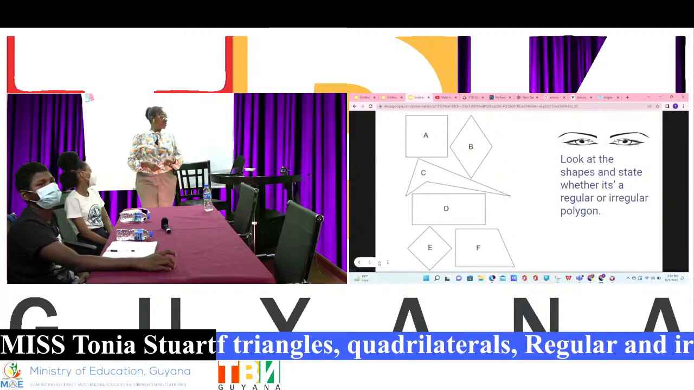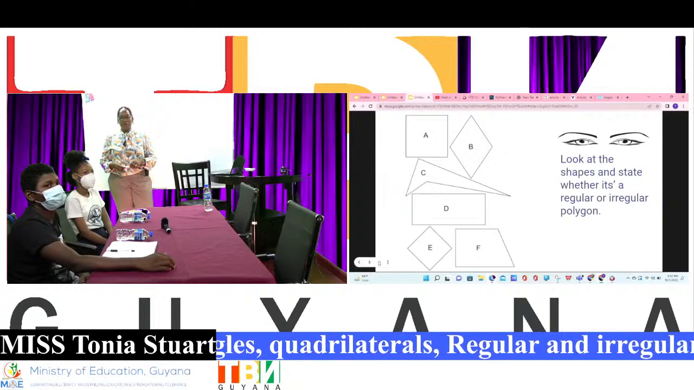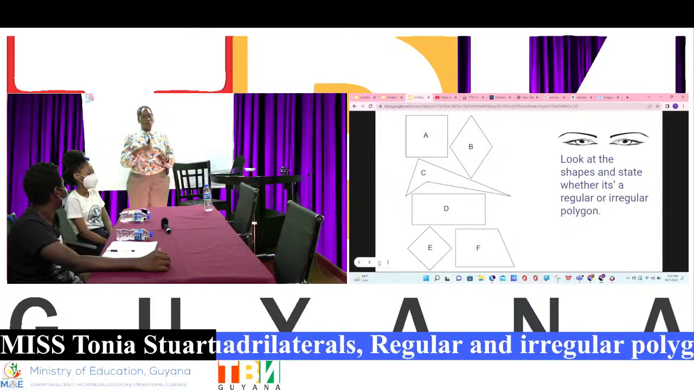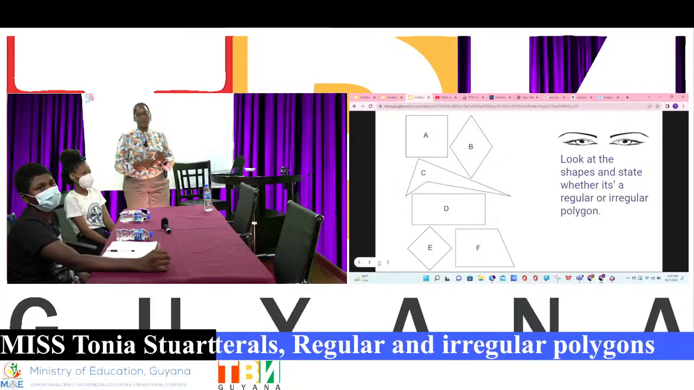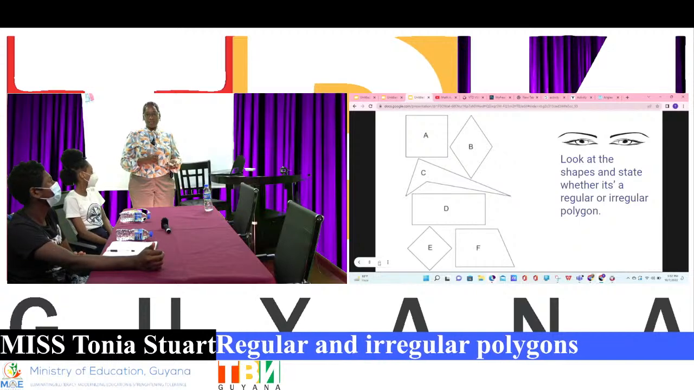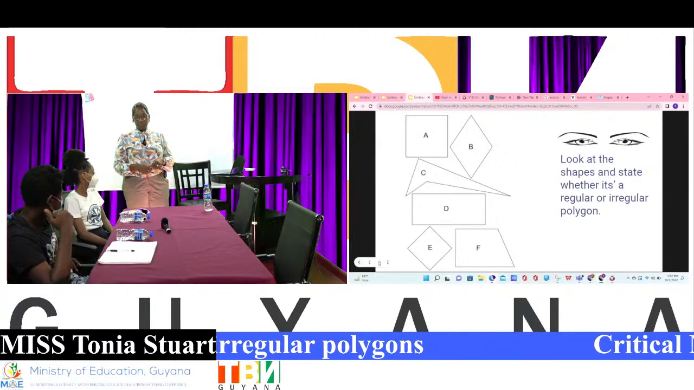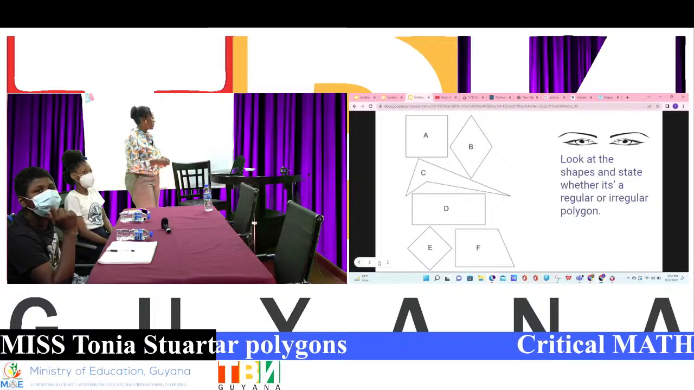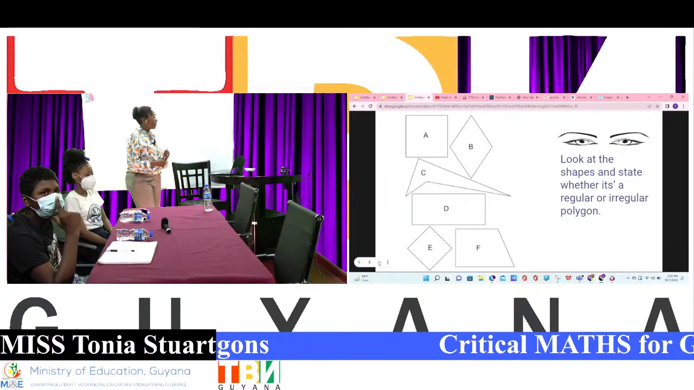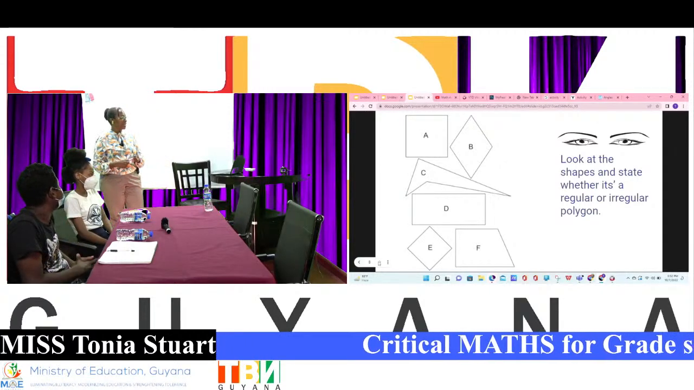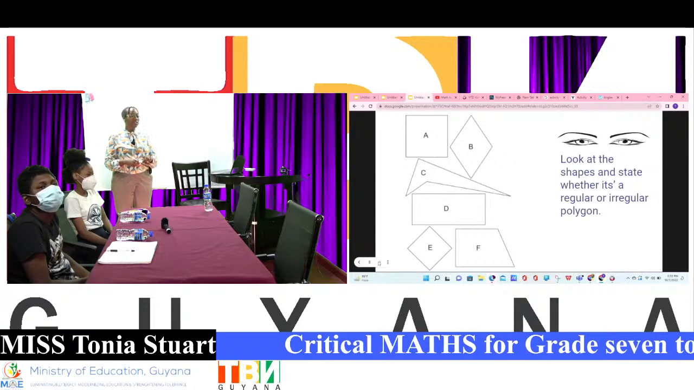Good. So is it a regular or irregular shape? Why would you say regular? Because the sides are equal. Sides are equal and? We have 4 equal angles. And the angles are equal. Great. So the first one, A, is a regular polygon. So let's look at B.